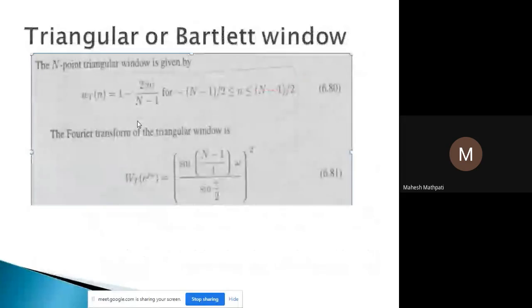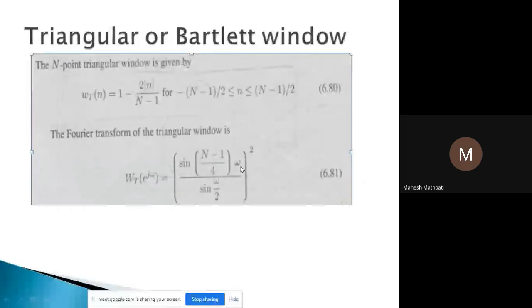Then the triangular or Bartlett window. This is not for your syllabus, but just for your knowledge, I will go through those parts. So here this triangular or Bartlett window is defined as w_T(n) equals 1 minus 2 magnitude of n divided by N minus 1, for minus (N minus 1)/2 less than or equal to n less than or equal to (N minus 1)/2. And its response is like this.